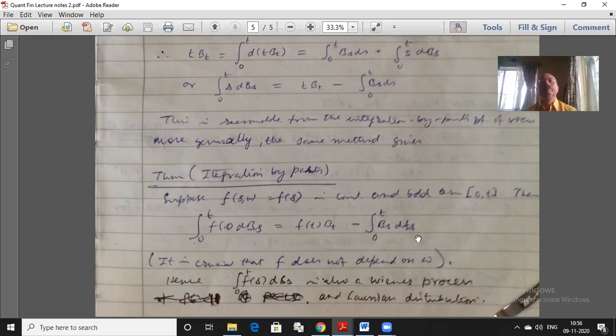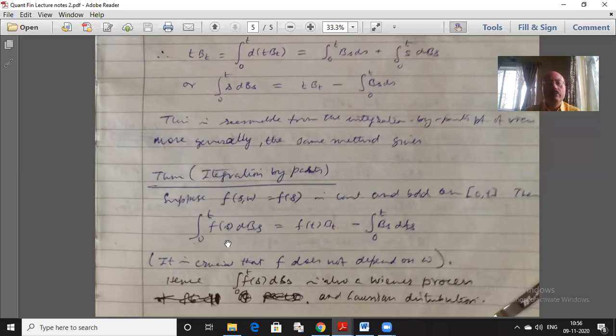So I have transformed a dB integral into a dt integral, because df(s) will only be a dt integral because the function f has been chosen to be non-stochastic. And it is crucial that f is non-stochastic. f does not depend on omega. And we already know that this kind of integrals, B_s dt type integrals, they are Gaussian in nature. So they are Wiener process.